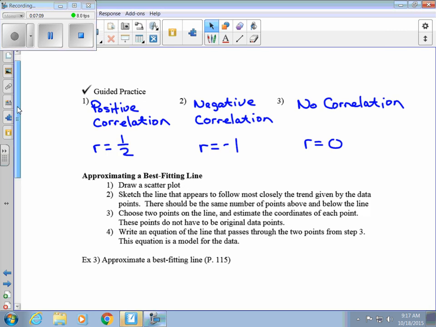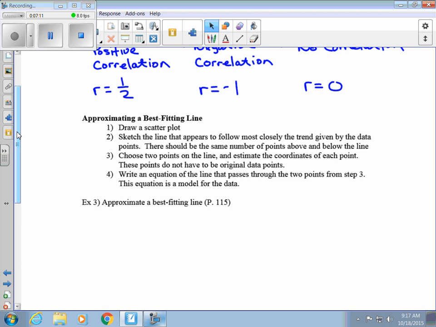The next thing we're going to talk about is approximating a best fitting line. So here's how we do it. First, we're going to draw our scatter plot. Then you're going to sketch a line that appears to follow most closely the trend given by the data points. There should be approximately the same number of points above the line and below the line. Then, 3, we're going to choose 2 points on the line and estimate the coordinates of each point.